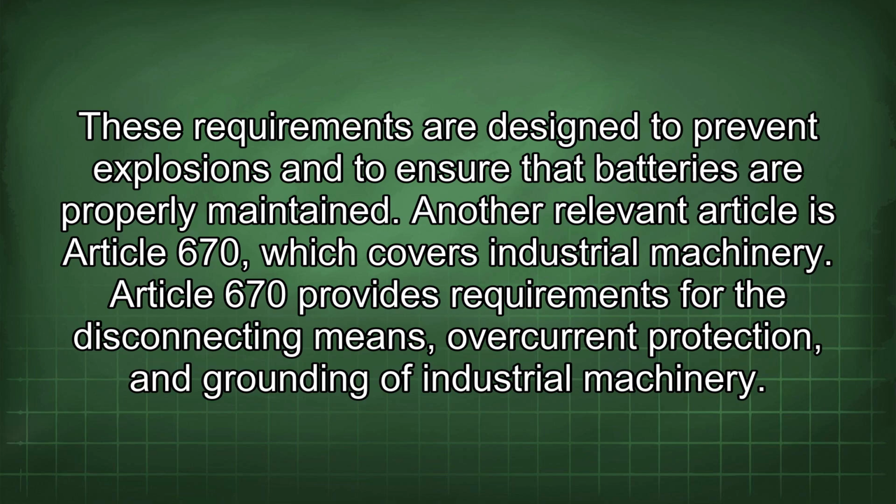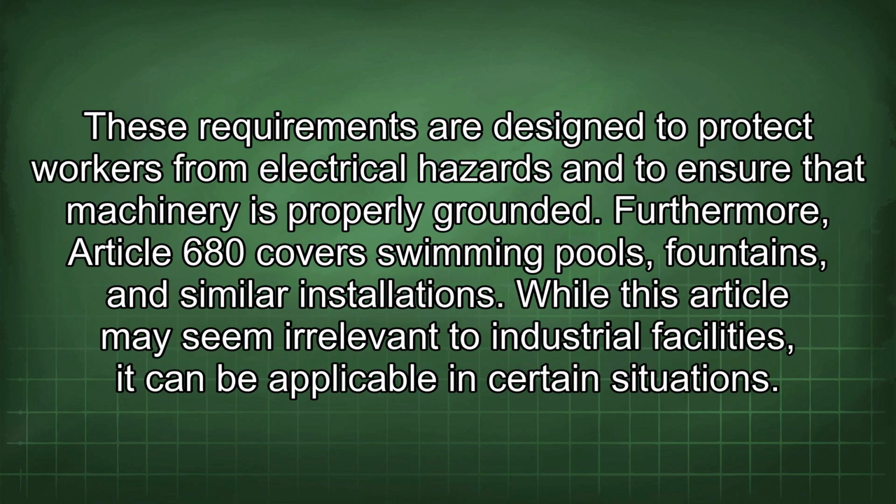Another relevant article is Article 670, which covers industrial machinery. Article 670 provides requirements for the disconnecting means, overcurrent protection, and grounding of industrial machinery. These requirements are designed to protect workers from electrical hazards and to ensure that machinery is properly grounded.